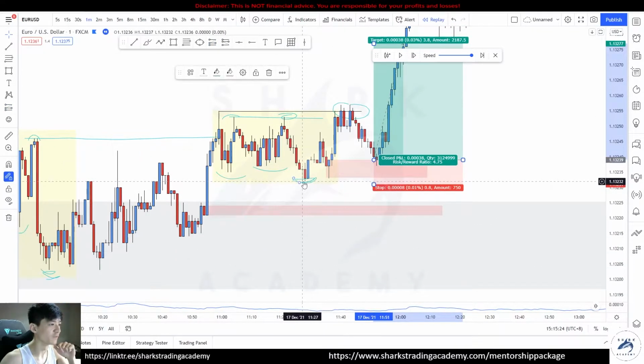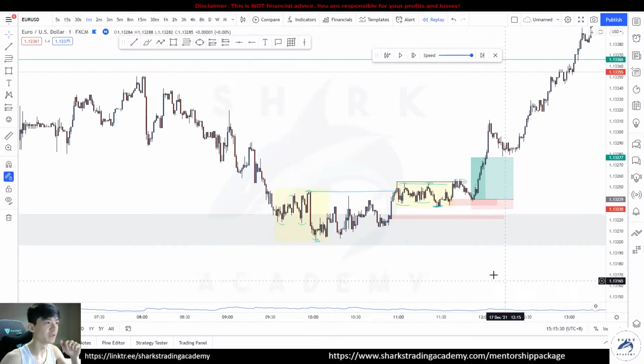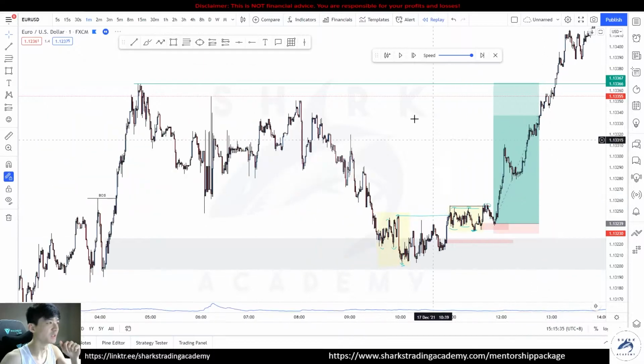Okay, beneath the low of this. I don't like to put my stop beneath this level. I like to put my stop beneath the ultimate low, which is here. Alright, and this made a runner into liquidity highs here. So this is a 1:14 ultimately.